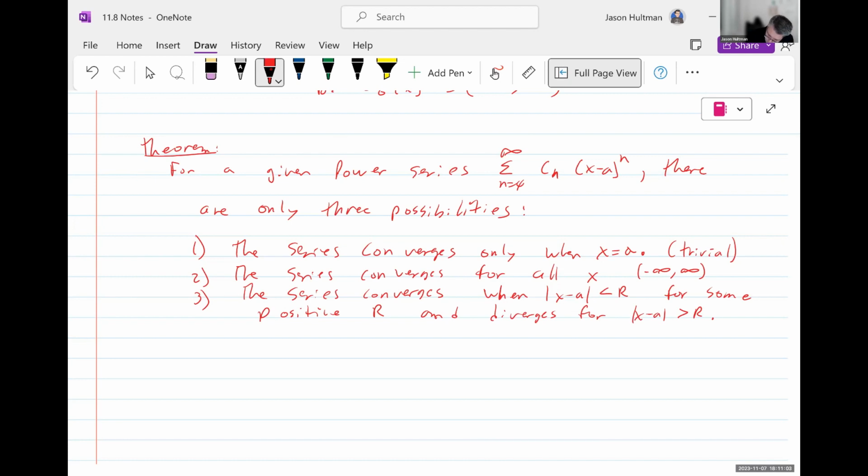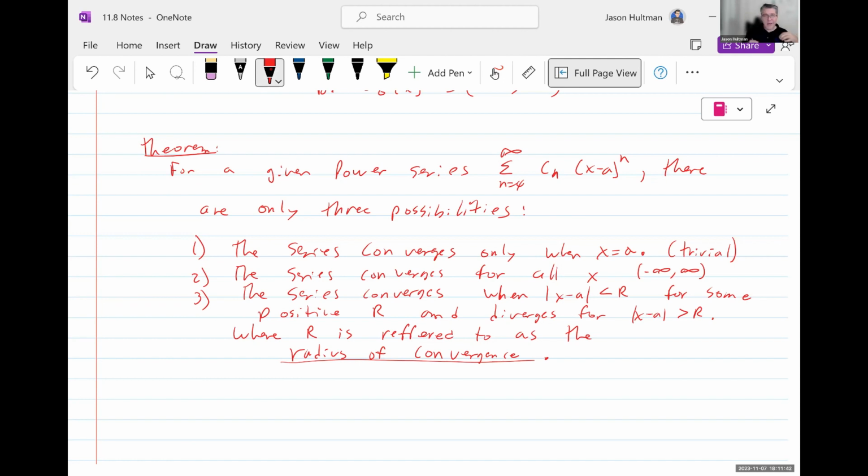Okay, where R is referred to as the radius of convergence. Okay, so radius of convergence.